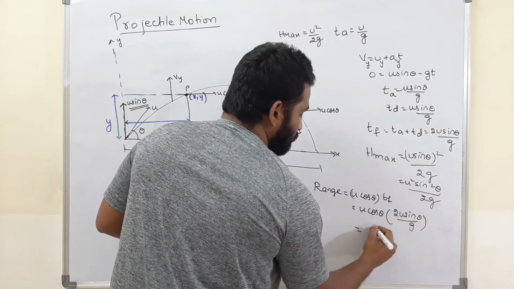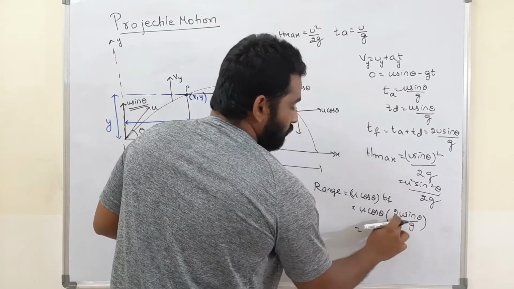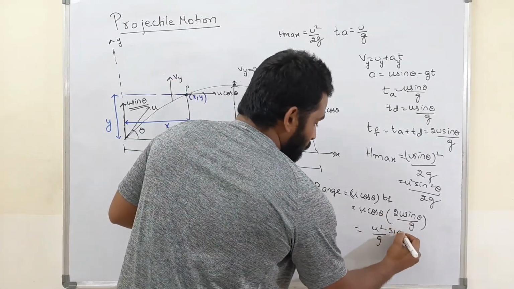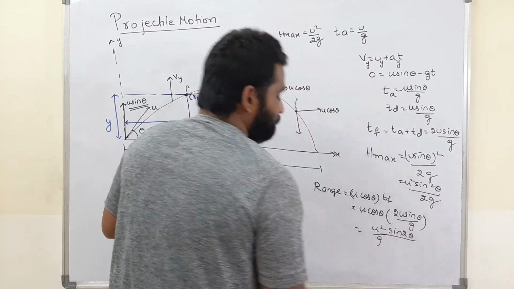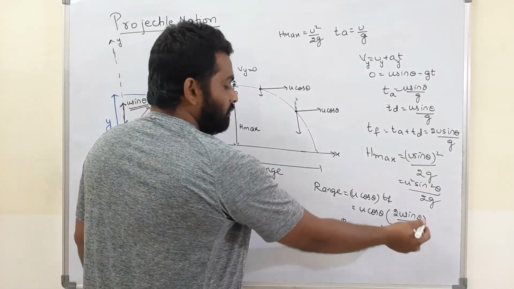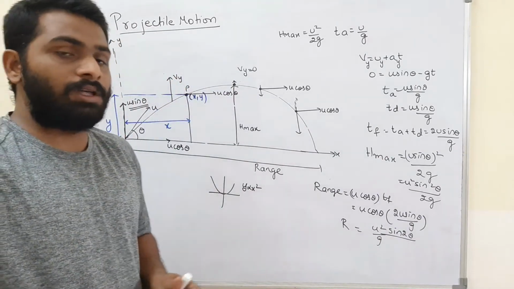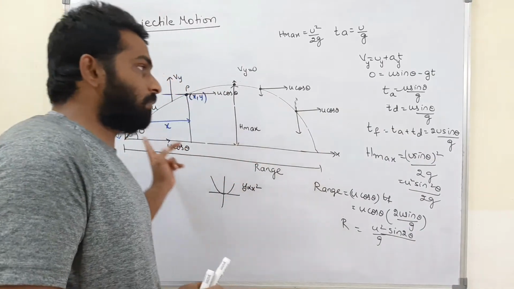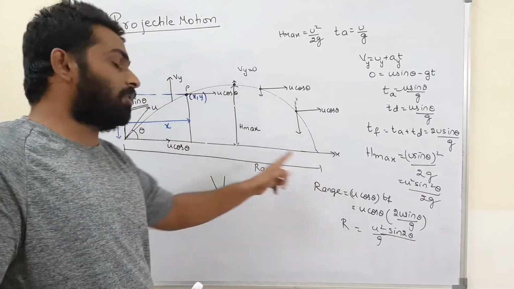Therefore, u into u, that is u square by g, into 2 cos theta sin theta. What is 2 cos theta sin theta? Sin 2 theta. Therefore, the range is nothing but u square sin 2 theta by g. That is nothing but horizontal velocity into time of flight. In this time of flight only the body is traveling from here to here horizontally.